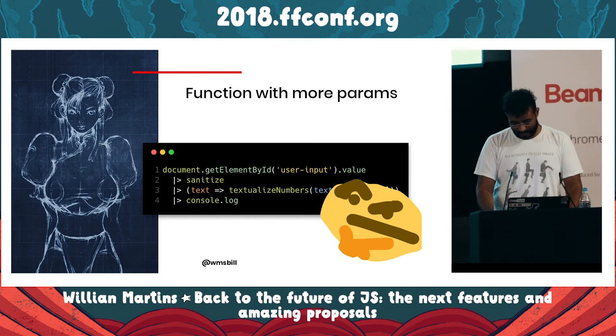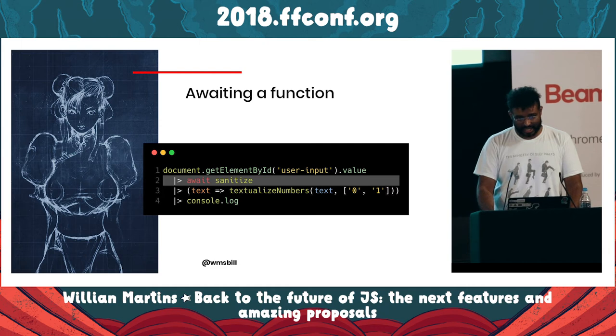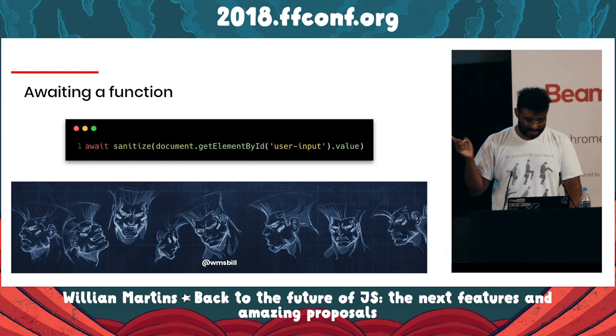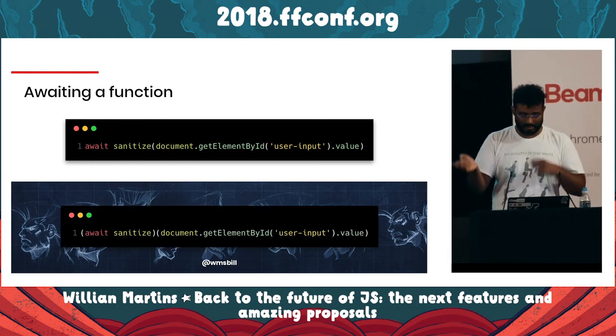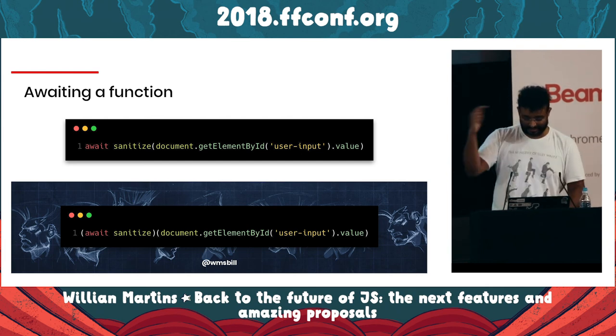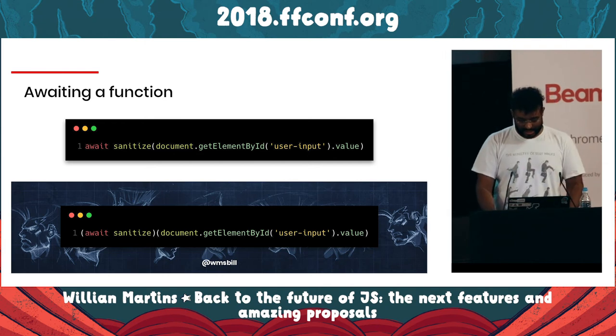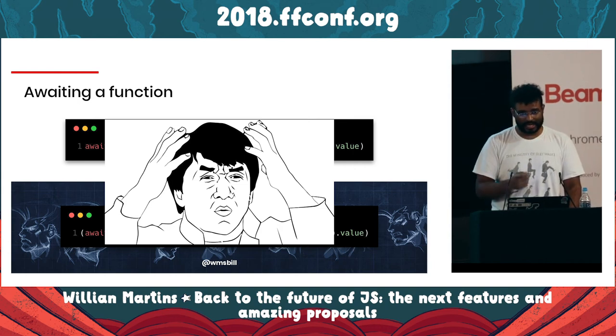But what if my sanitize function processes the text on the server side? So we can use await for that, right? But this line is tricky in the minimal proposal because we don't know if this is sugar for this one, which is you await the sanitize function given the parameter, or if you await the sanitize function, and then it returns a function that you apply the value from the previous step to. So, yeah, it seems that the minimal proposal still has some corner cases that are not being addressed.